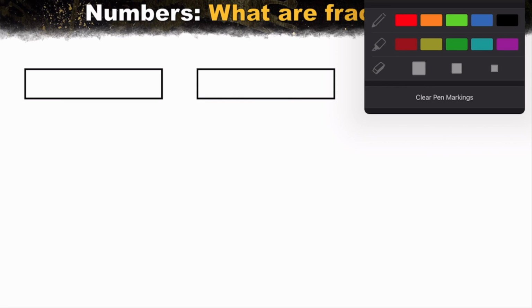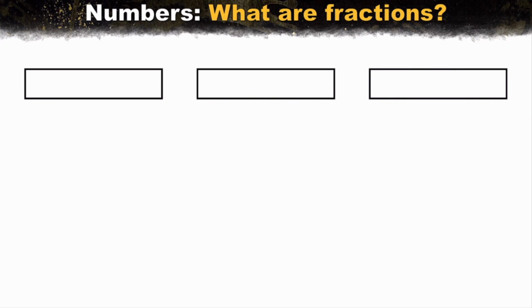So if I was to shade just half of this rectangle here, so let's approximate roughly where half is. What I've essentially done is I've broken up this rectangle into two even portions, even halves. And we say that this fraction is half of this rectangle. It's 1 out of 2 portions of this rectangle.